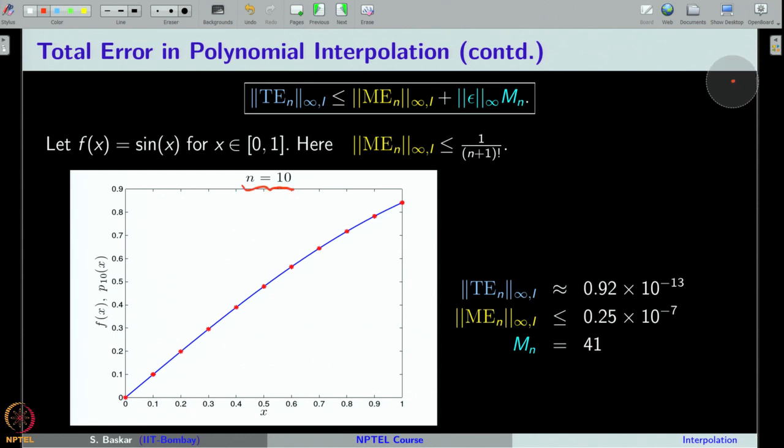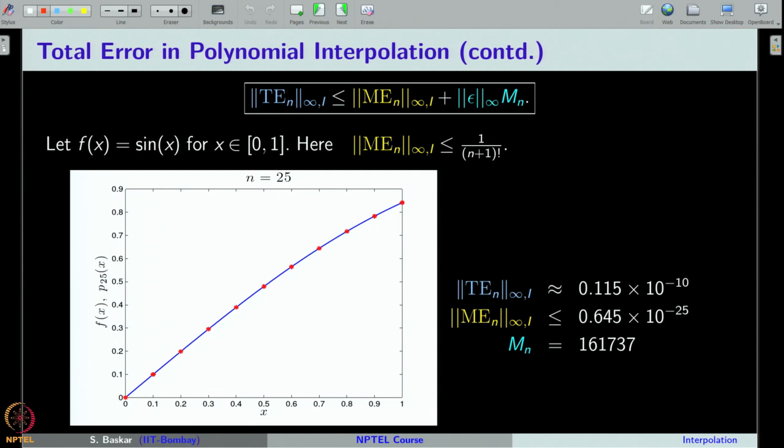For n equal to 10, this time again graphically you can see that P10 of x is approximating the sine function very well, with the total error of something nearby 10 to the power of minus 13. Again, through the theoretical estimate, the mathematical error is supposed to be less than or equal to something like 10 to the power of minus 7. Of course, computationally we are doing very well up to n equal to 10.